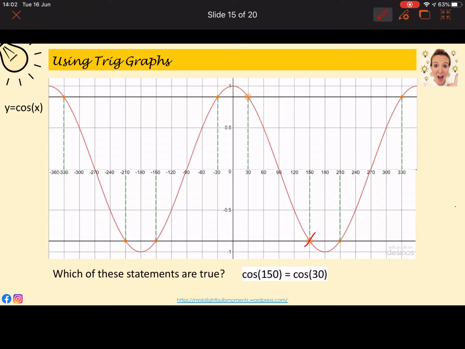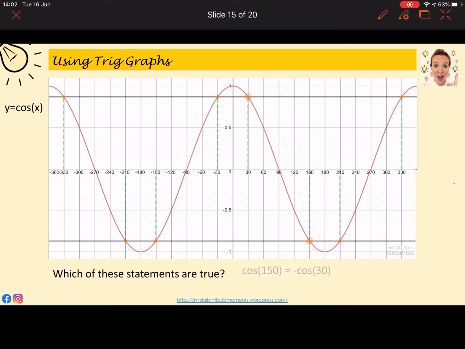So cos 150 is down here, cos 30 is up here. They're not the same. Cos 30 is root 3 over 2, cos 150 is minus root 3 over 2. So just be careful there, even though there's that symmetry to it, they are not the same. They're the negatives of each other.